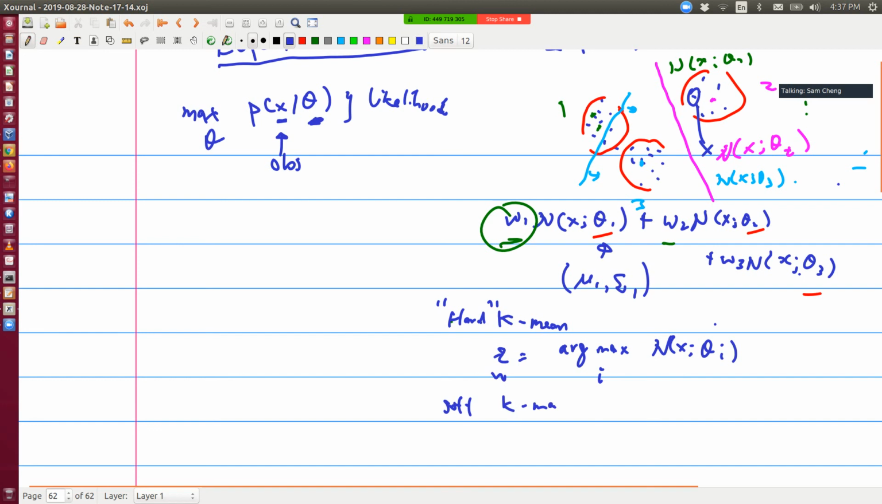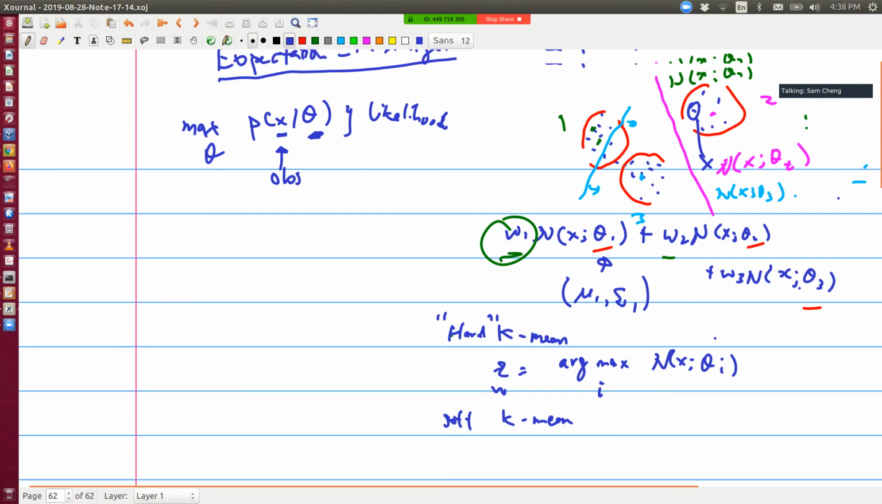Why should hard K-means be like this? Actually, this is not completely accurate. I'm lying, but I guess it's easier to lie first. But this is reasonable: for the current theta here, you just see which one has the highest likelihood, and then you say it belongs to that cluster.